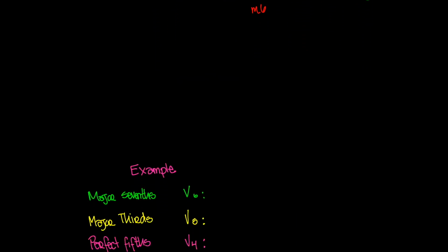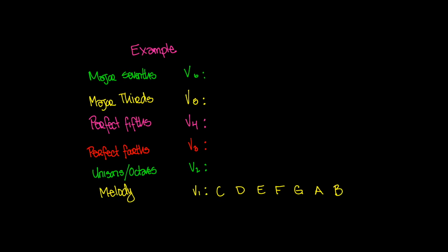So let's look at an example. In this example, we have our melody here. We're going to call that V1, meaning voice 1. And let's assume that this is going up, C, D, E, F, G, A, B. And we're going to consider first V2. So V2 is going to be unisons or octaves. And recall that anything that's going to be a unison or octave is going to be the same pitch class. And so this is what this would look like.